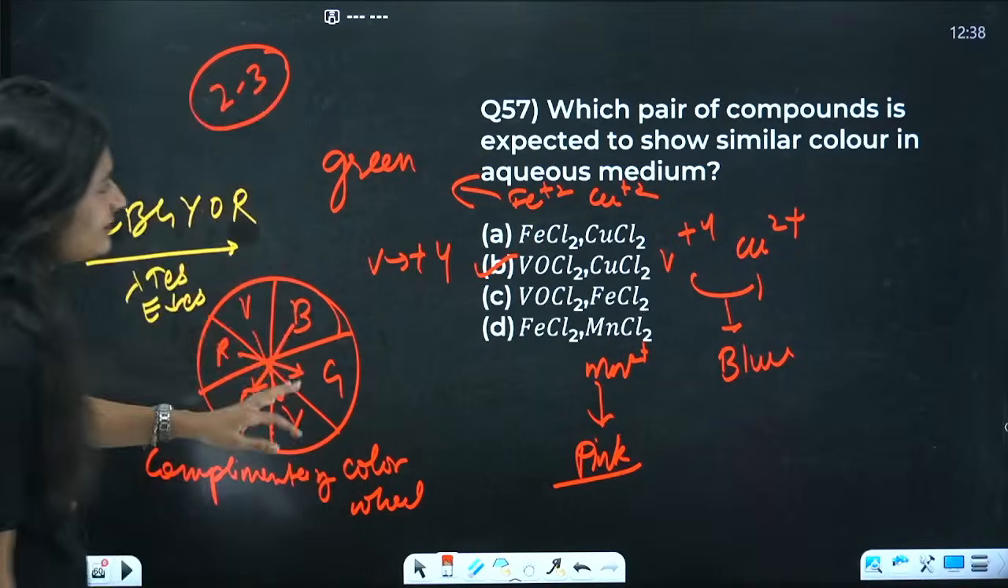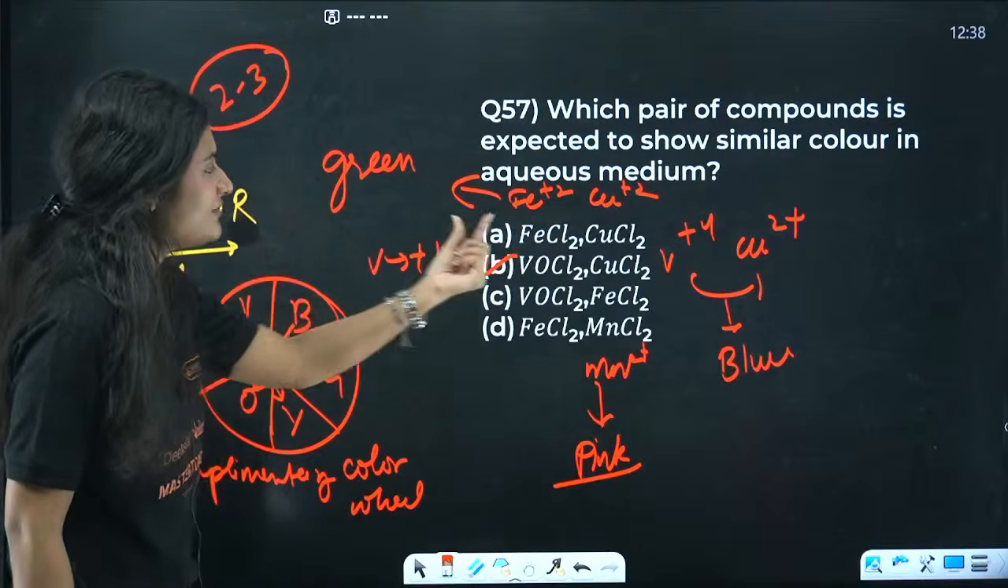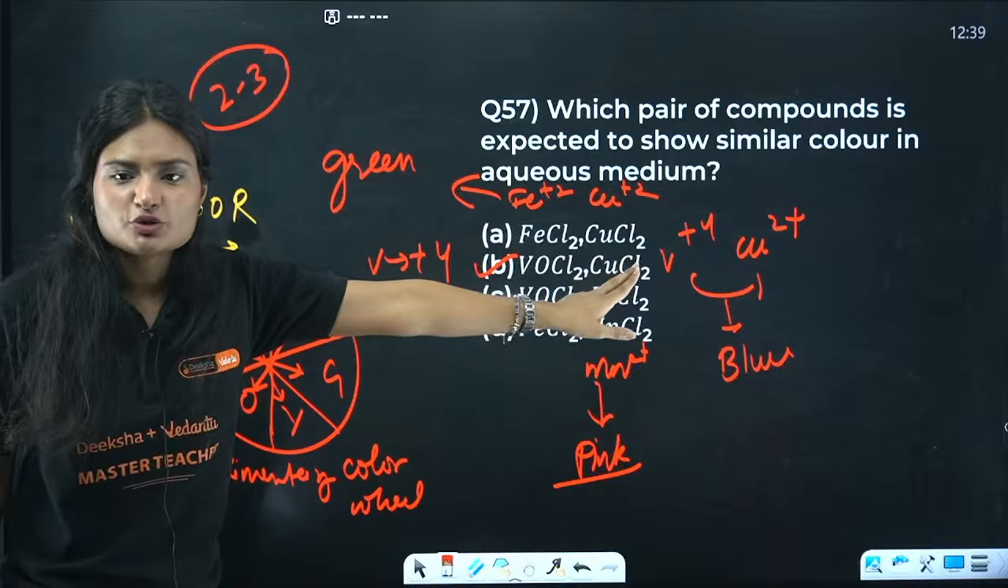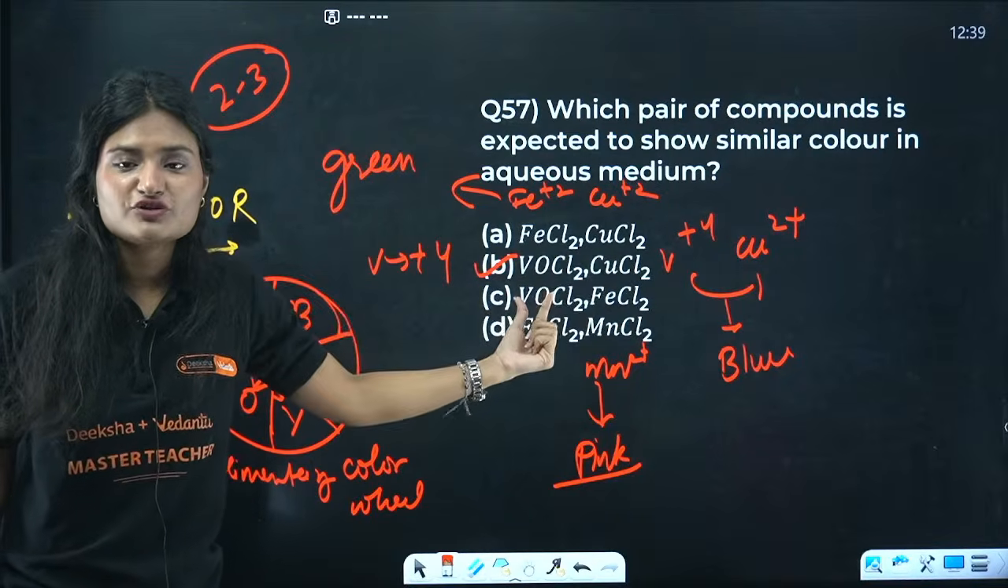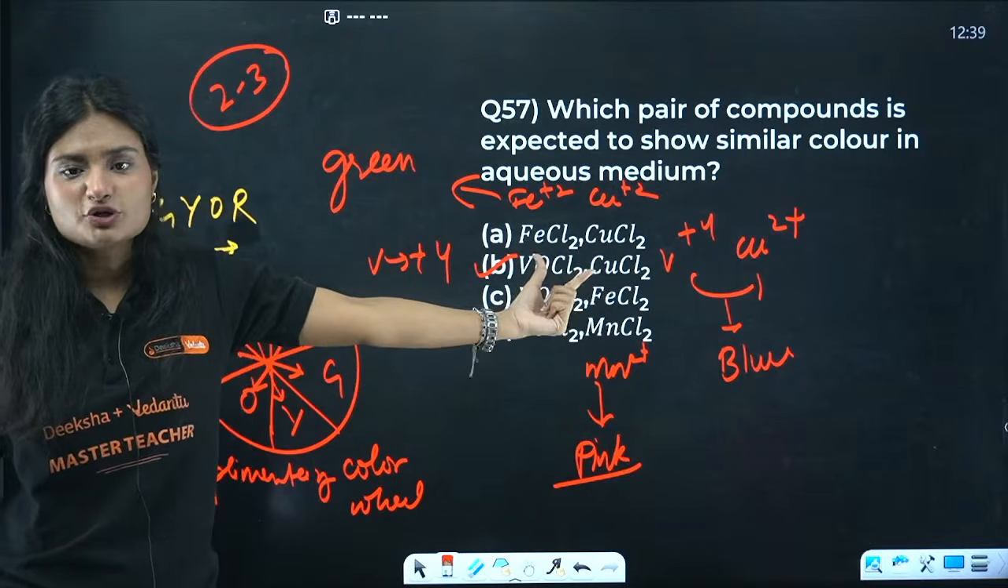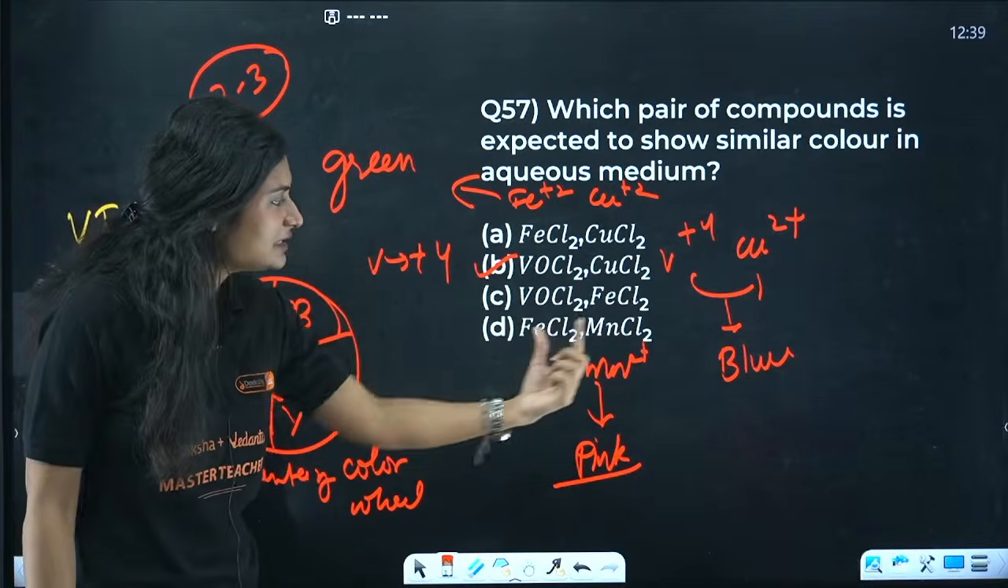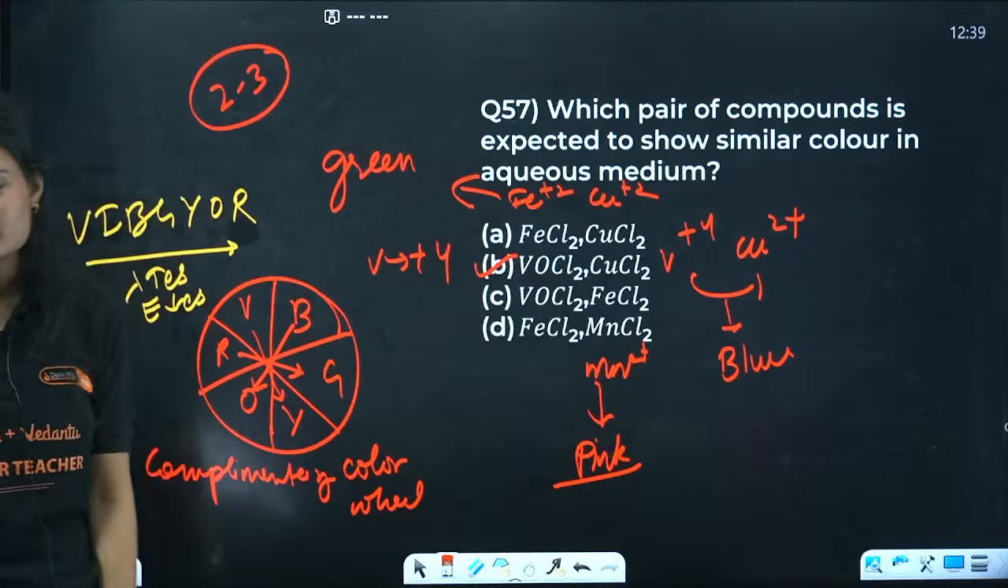Again, we have explained the color wheel. Which of the following has the same color? Fe2+, as I told you, is green color. Copper 2+ is blue color, so not the same color. V4+ and Cu2+ are both blue color, so they have the same color. Again, iron is green and Mn2+ is pink.